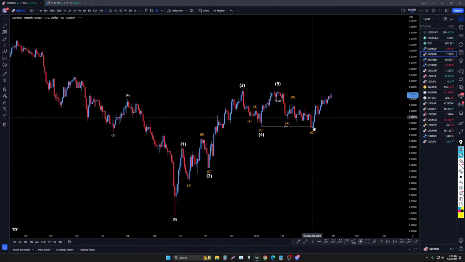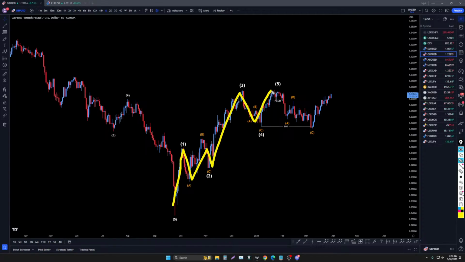So let's go up to the daily time frame. So the pound dollar, pretty much the same story. 1, 2, 3, 4, 5, A, B, C. This one did break structure to the downside, but then instantly turned back up.